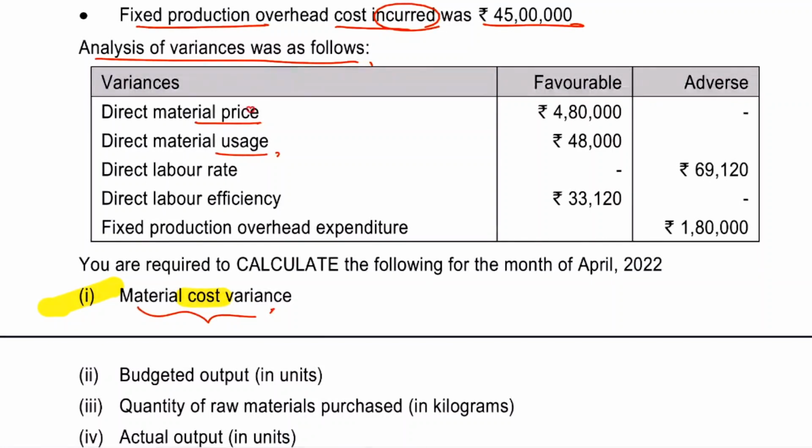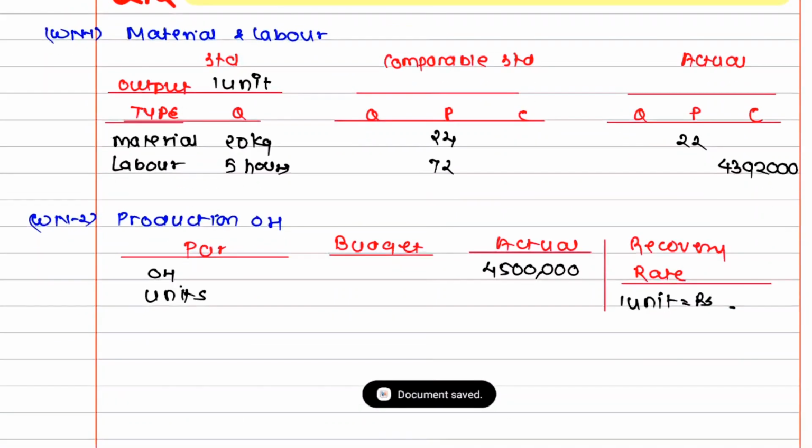Sir, price variance is given, usage is given, and the addition of both will be the cost, right? Cost variance is divided into two parts, price and usage. So if you add it up, you're going to get the cost. Both are favorable. 4,80,000 plus 48,000. How much? 5,28,000.